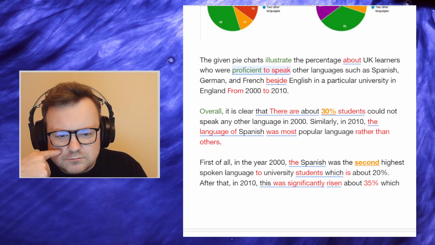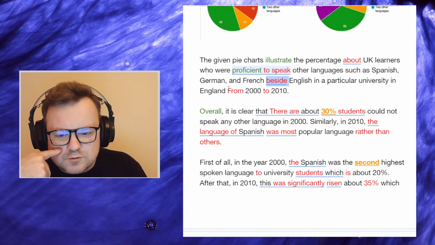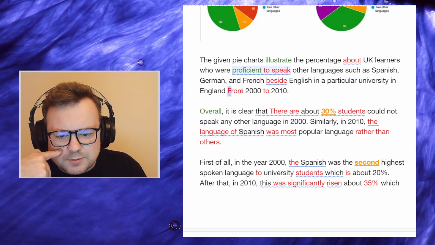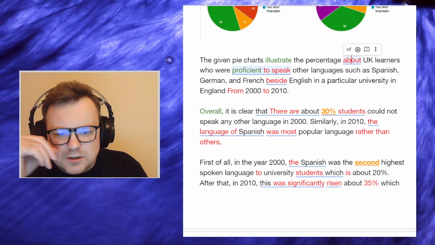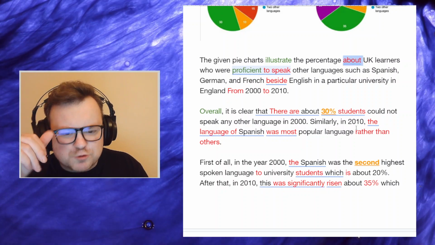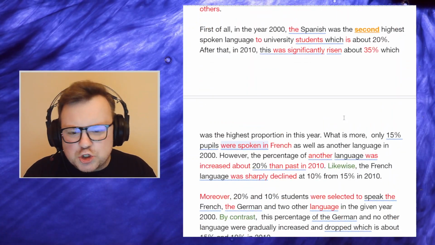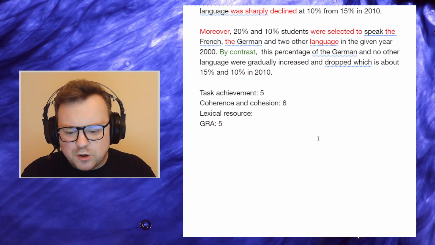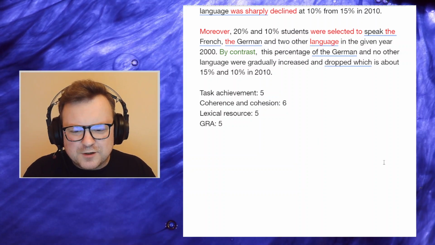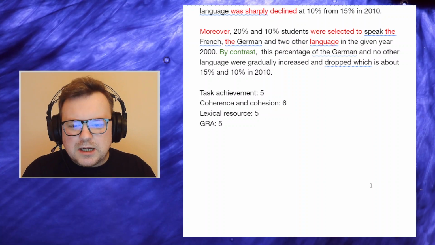Some small errors, a few errors with capitalization, but okay, that's grammar. It really fails to use prepositions a lot too, like a percentage of, or it rises to, and things like this. So I think because of that, I'm going to award 5 for lexical resource 2.